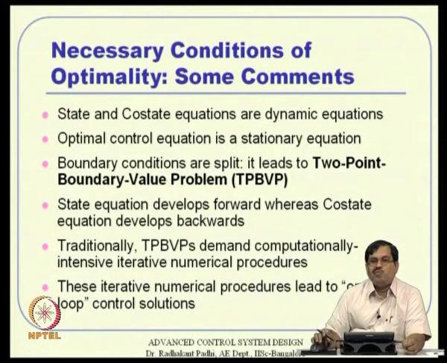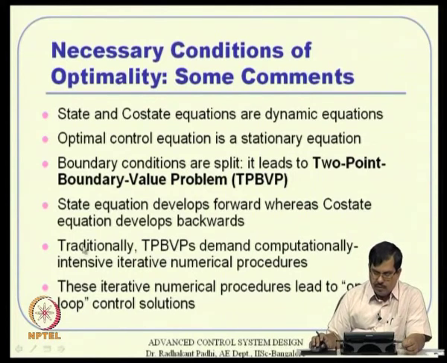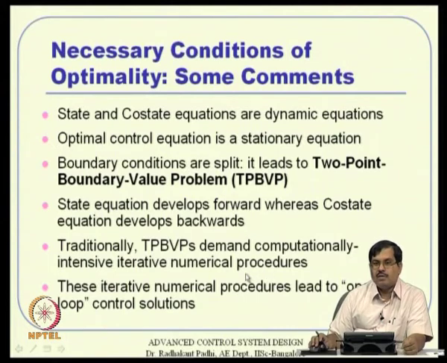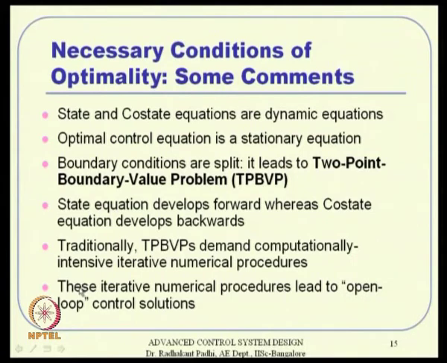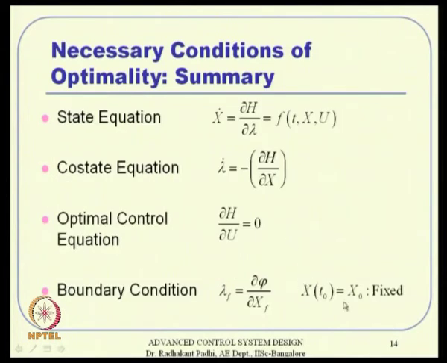Traditionally, these 2-point boundary value problems demand computationally intensive iterative numerical procedures, and some of that we will see in the next class. And even if you do the iterative numerical procedures, it is not only computationally intensive, but you are ultimately getting a solution for that particular initial condition. So, if your initial condition is changed somewhere else, then you have to excite that solution loop one more time. In other words, because it is initial condition dependent, the solution is really not closed loop.